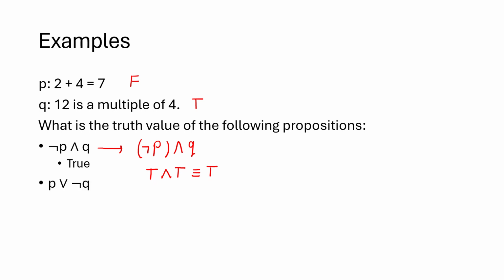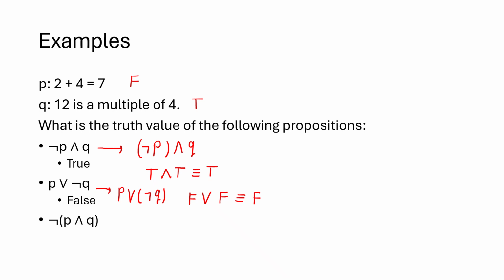The second example is P or not Q. Again, what this means is we negate Q and then take the disjunction of that with P. Now we know that P is false, and we know that Q is true, which means that not Q, its negation, is going to be the opposite, which is false. So we have false or false, and again, based on the truth table for our connective, which is disjunction in this case, we know that false or false is false.